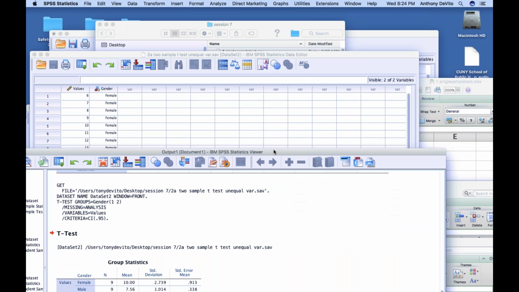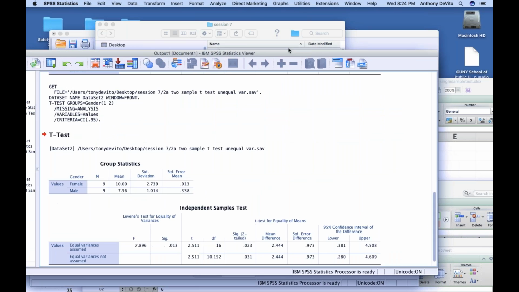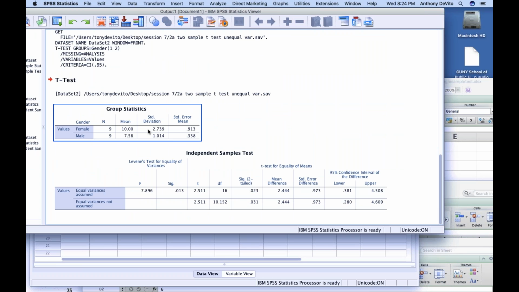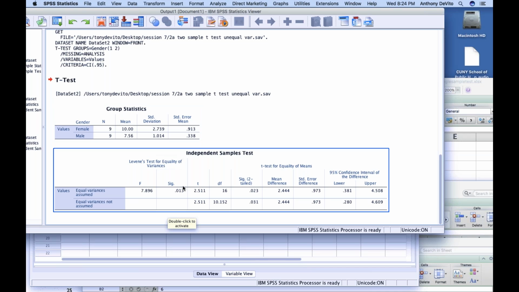Well, this time, see how the output window looks? Here our means are the same. Here are our standard deviations as we just calculated them, except this time we can see there's a big difference between the two of them. So let's look at our test for the equality of variances. This time the significance comes out to be less than 0.05. So I can reject the idea they're equal variances and use the bottom line. Let's take a look at what we get.